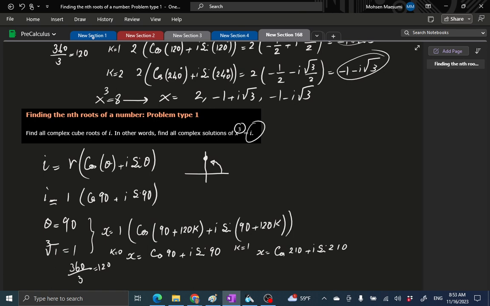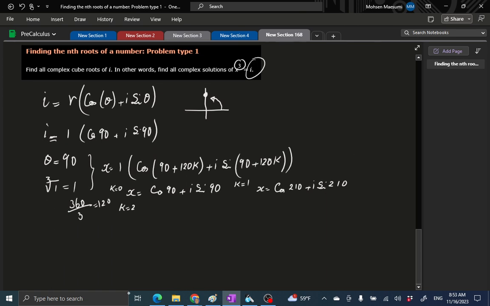Finally, k equal to 2, x will be cosine of, so 240 and 90 makes 330. Is that right? 240 and 90, 330 plus I sine of 330. Okay, now let's simplify. The final answer has to be written in standard form, just numbers. Cosine of 90, that is 0. That is I.